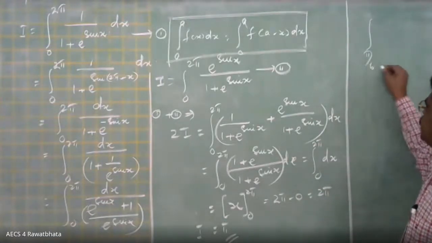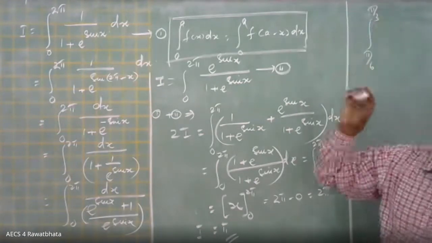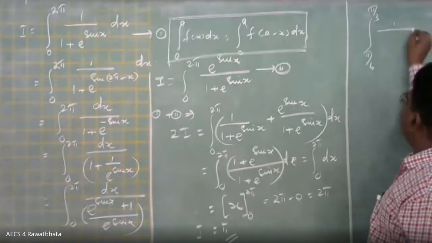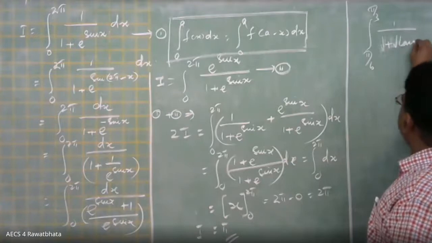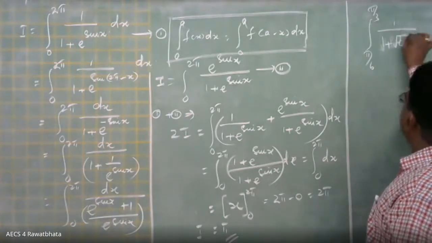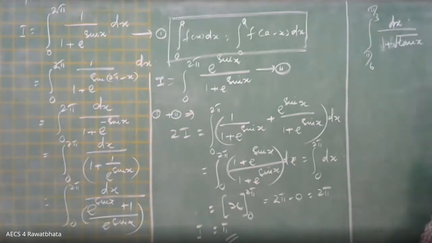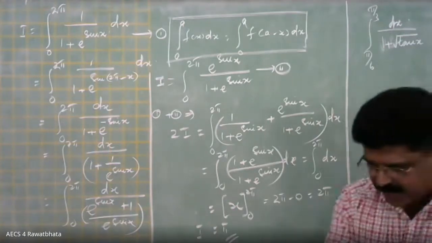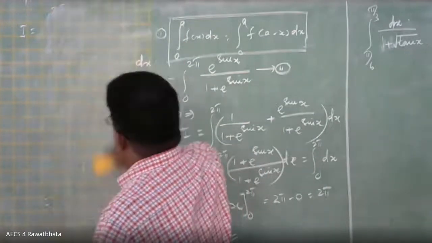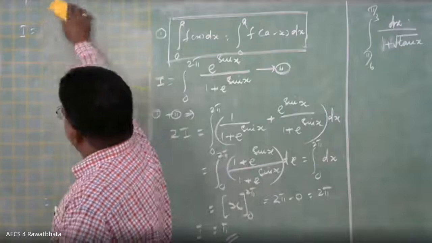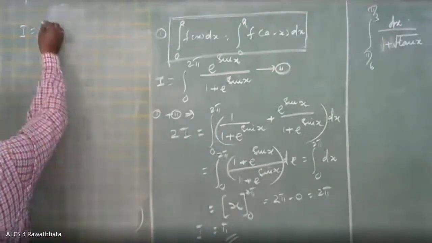The integral from π by 6 to π by 3 of 1 by 1 plus root of tan x dx. Okay? Yes. Now let us come here. I. Yes, okay. What is I?